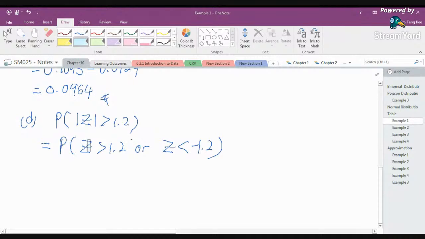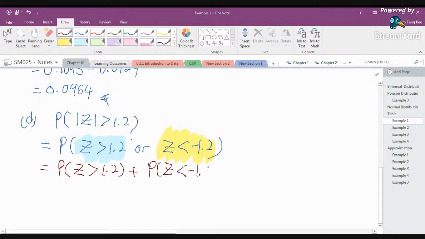Further, you find that the two events, one highlighted in blue and one highlighted in yellow, are mutually exclusive, because there is no Z value that is greater than 1.2 and at the same time less than negative 1.2. Therefore, the probability can be written as P(Z greater than 1.2) plus P(Z less than negative 1.2).